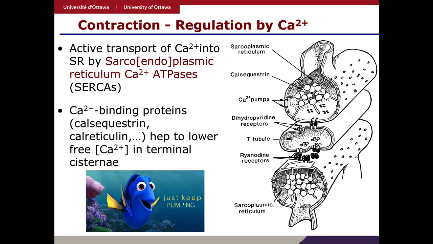In the SR, calsequestrin and other calcium-binding proteins act as calcium buffers. These proteins help hold calcium in the terminal cisternae after a muscle contraction, even though the concentration of calcium in the sarcoplasmic reticulum is much higher than in the cytosol. It also helps the sarcoplasmic reticulum store an extraordinarily high amount of calcium ions. Each molecule of calsequestrin can bind 18 to 50 calcium ions.